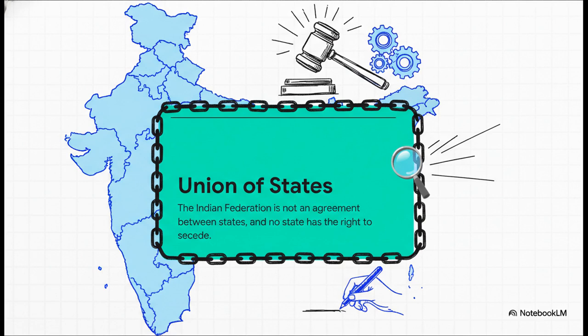First, he wanted to make it crystal clear that the Indian Federation wasn't some kind of deal where states agreed to join up. And second, and this is the big one, it meant that no state has the right to just leave. The Union itself is indestructible.